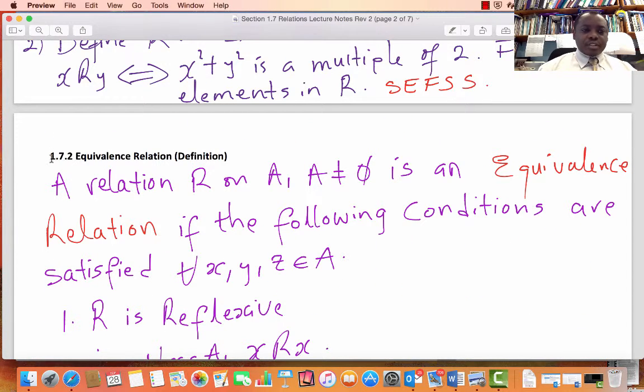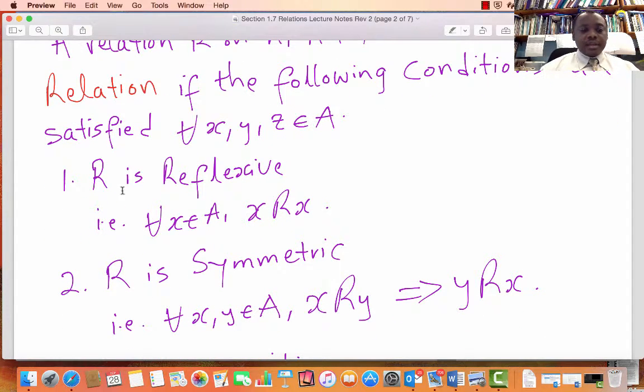Subsection 1.7.2 Equivalence relation. A relation R on a non-empty set A is said to be an equivalence relation if the following conditions are satisfied for every x, y, z in A. Number 1, the relation R is reflexive. That means x is related to x for every x in A.